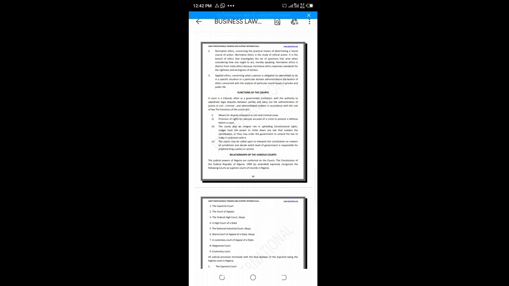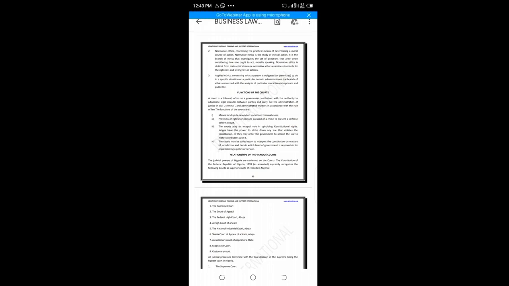Now let's go back to functions of a court. We know a court is a tribunal or a government institution with the authority to adjudicate legal disputes, that's to settle legal disputes between parties, and carry out the administration of justice in civil, criminal, and administrative matters in accordance with the rules of the law. Now, the functions of the court are their means for dispute resolution.